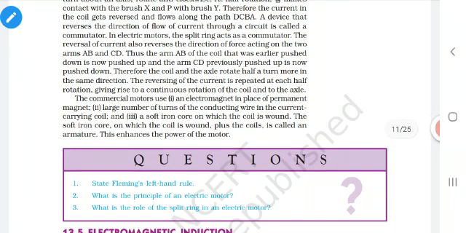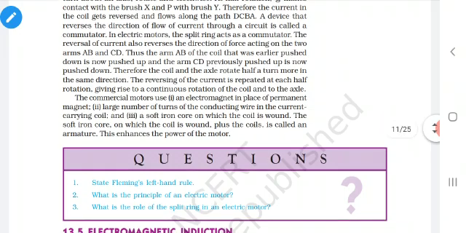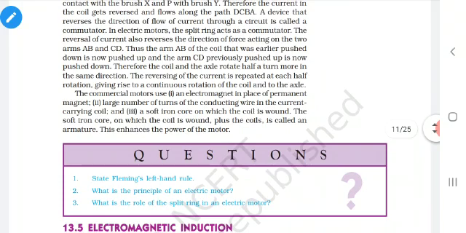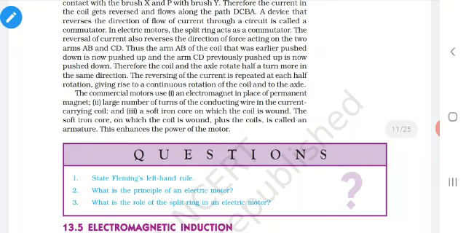Children, have you all understood? We will discuss this more in the meet class. Now let us see the commercial use of motors. An electromagnet is used in the place of the permanent magnet. If we increase the number of turns, it conducts more current, and this enhances the power of the motor.